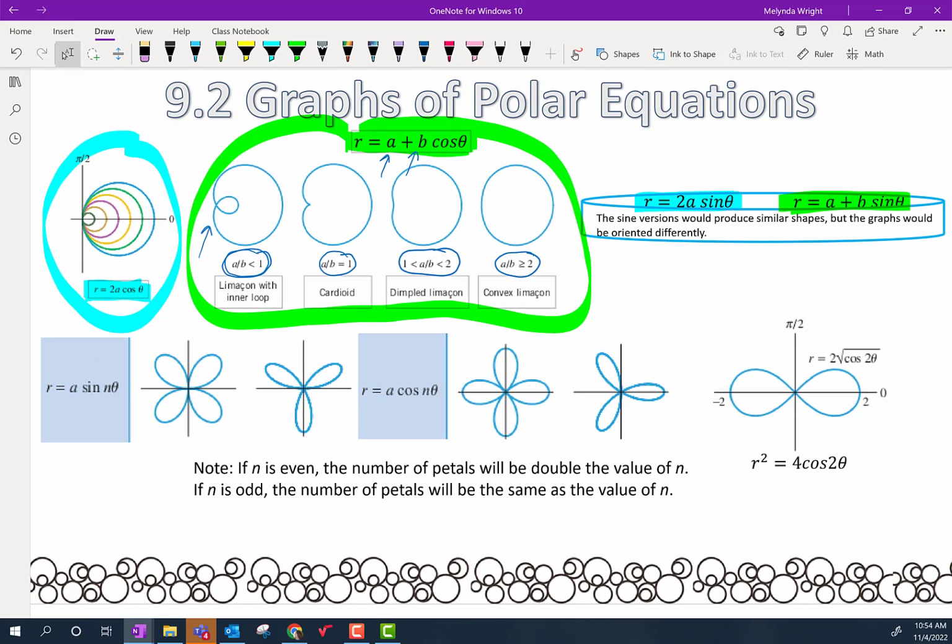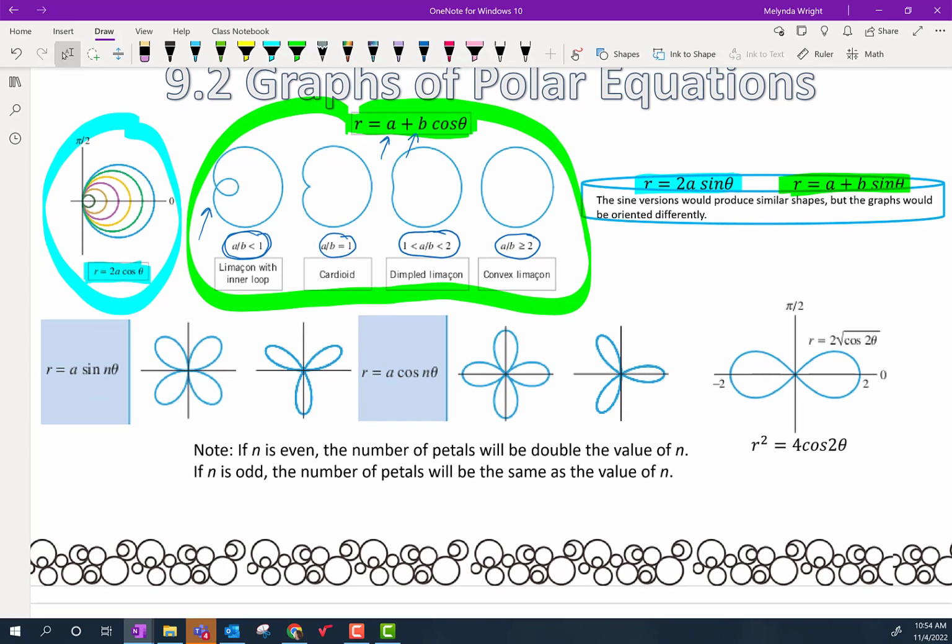The next set they call roses. I don't know, they kind of look like daisies to me, but maybe that's not as pretty a name as roses. So let's look at this. We would look at r equals a number times sine or cosine of n theta, like a double angle or a triple angle or a quadruple angle. The n is going to be some number that's not 1.